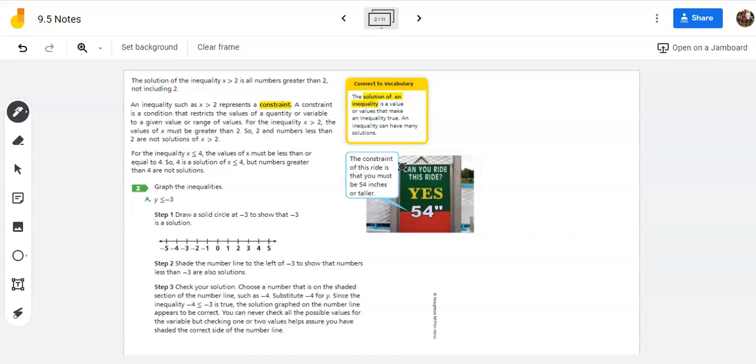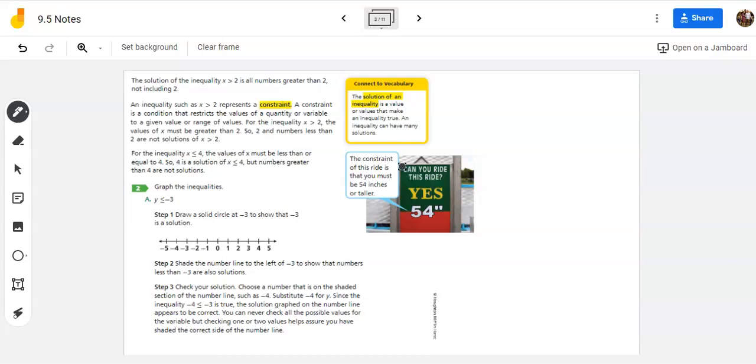An inequality such as x is greater than 2 represents a constraint. A constraint is a condition that restricts the values of a quantity or a variable to a given value or a range of values. For the inequality x is greater than 2, the values of x must be greater than 2. So 2 and numbers less than 2 are not solutions of x is greater than 2. For the inequality x is less than or equal to 4, the values of x must be less than or equal to 4. So 4 is a solution of x is less than or equal to 4, but numbers greater than 4 are not solutions.